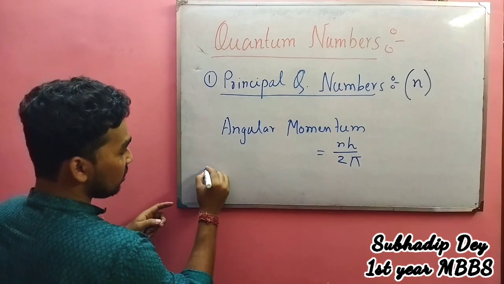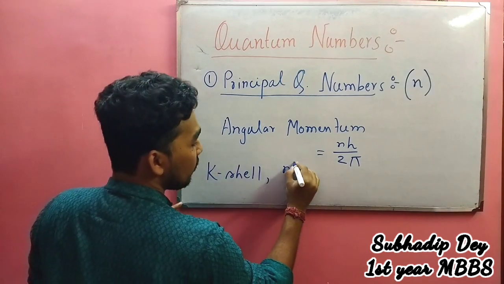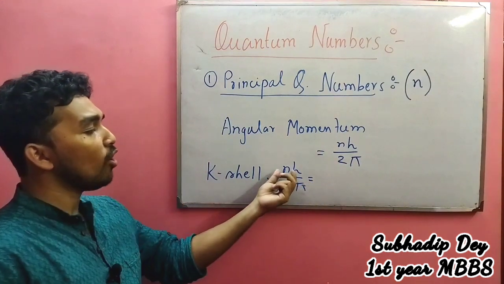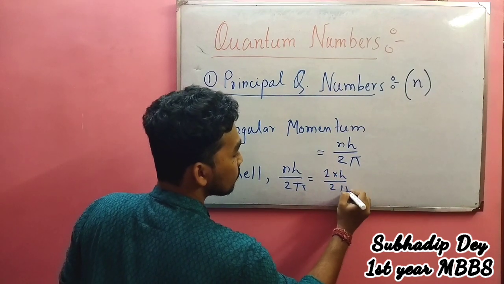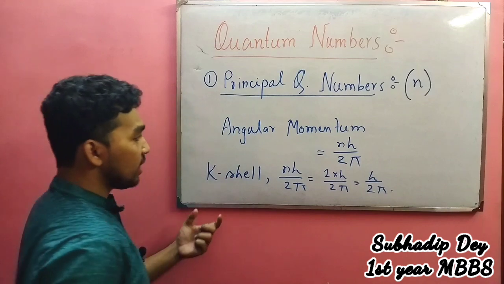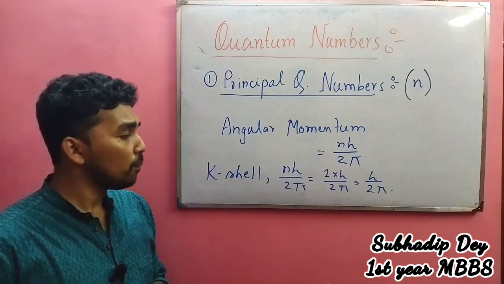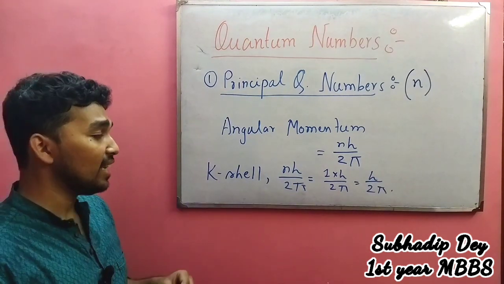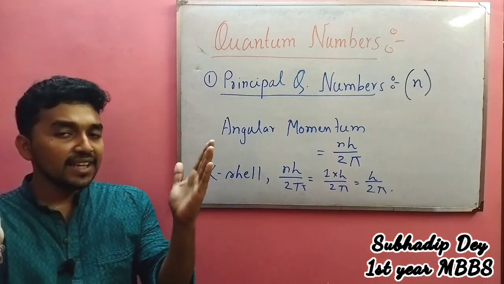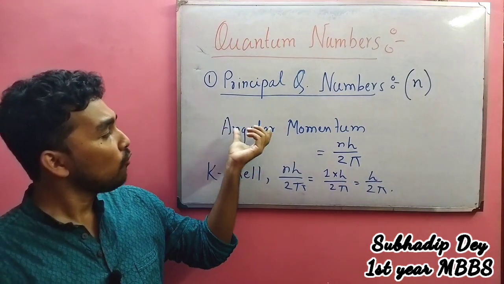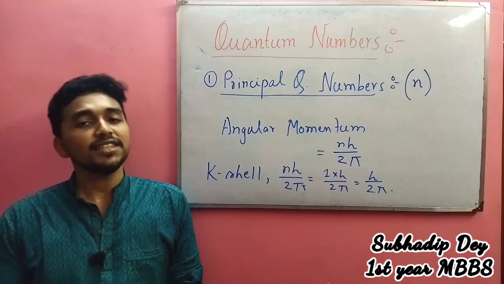Now if we are asked what is the angular momentum for K shell, you will write nh by 2 pi. We will put the value of n. The value of n for K shell is 1, so 1 into h by 2 pi, so h by 2 pi. The angular momentum of K shell we have received by the principal quantum number. Just like that, the value for L shell will be 2h by 2 pi, that means h by pi. So please remember this idea in your mind, that angular momentum of an electron inside any shell can be calculated by the value of principal quantum number.